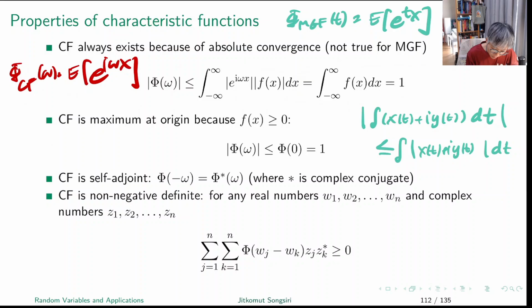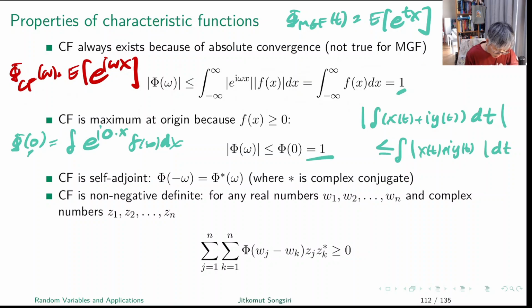How can we achieve that upper bound of 1? If you evaluate phi at 0, that is the integral of e to the i 0 times x, f(x) dx, and that is 1. Actually, that upper bound 1 is achieved when omega is 0.